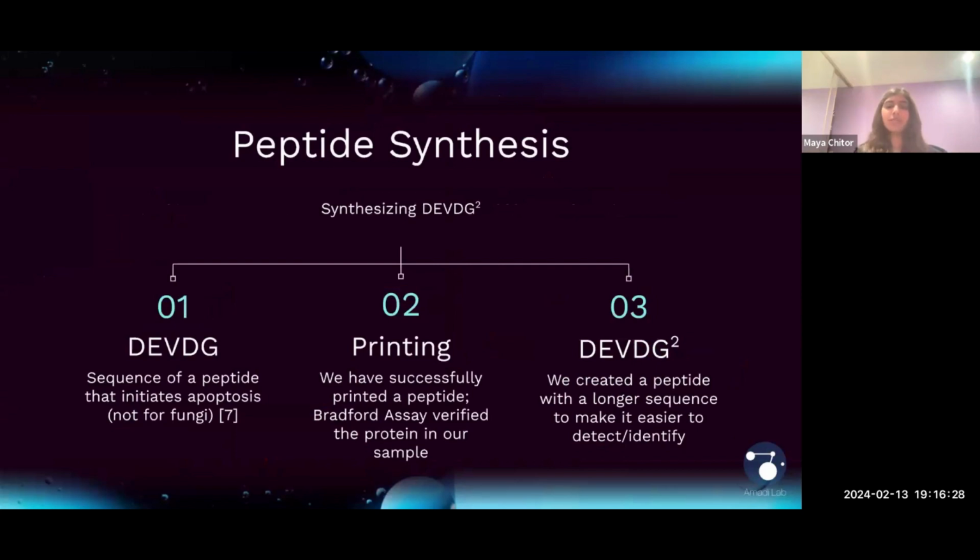So here are the peptides that we've printed as of recent and the ones that we've been investigating more. First, we have DVDG, which is the sequence of a peptide that signals for caspase protease, which initiates apoptosis. We printed it and we confirmed its identity and its concentration in the Bradford assay. However, we could use more efficiency because it is a low molecular weight. So that's why we printed DVDG squared to make a longer sequence to make it easier to detect and identify.